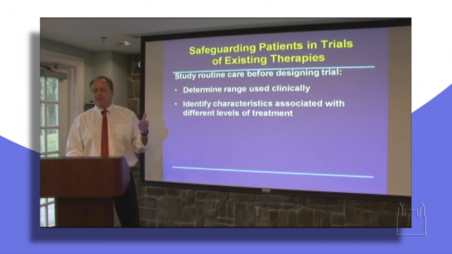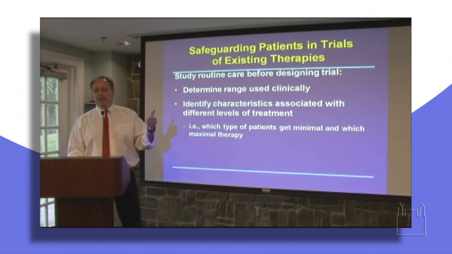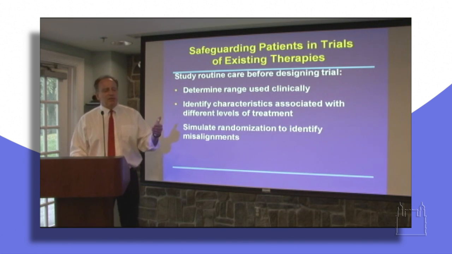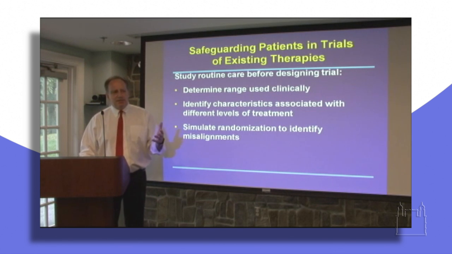The review board that approved the trial did not understand that one of the two arms of that study was something that no one would use in usual care. They weren't studying two arms which were similar to usual care. One of the arms was very different, and they needed to give informed consent about the risk of mortality and blindness. But you really need the IRB to demand to know how usual care is run, what the characteristics are, which type of patients get minimal and which type get maximal therapy. And then you've got to simulate a randomization to identify if there are misalignments.